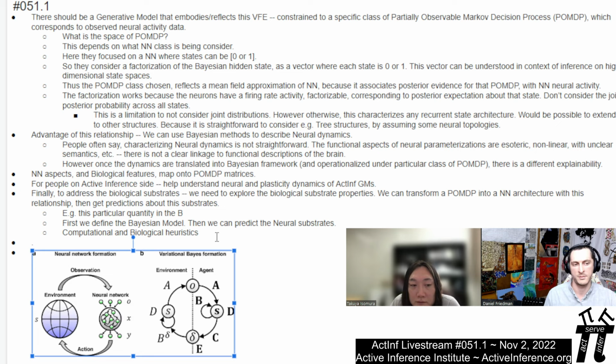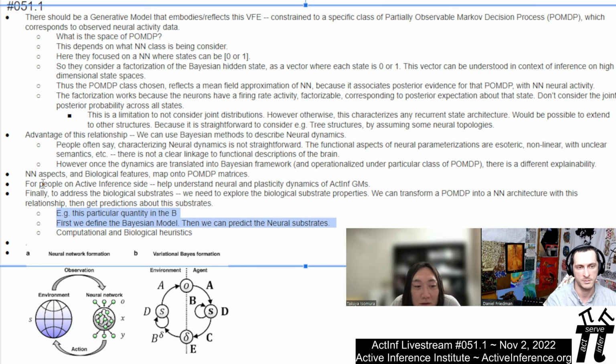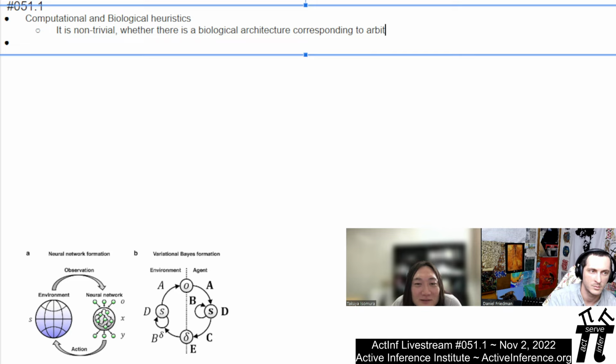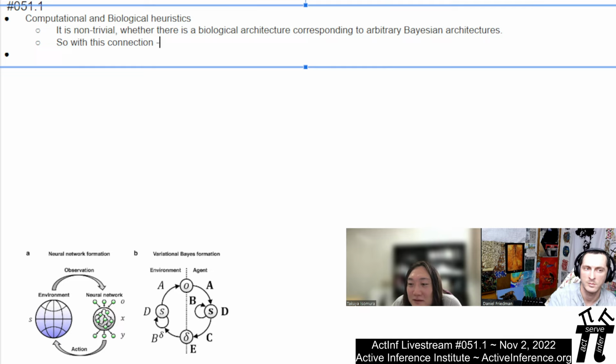Yeah. So you now address an important point. Honestly, it is very non-trivial whether there is a corresponding biological architecture for any given Bayesian architecture. I believe it is impossible to design a biological architecture to respond to an arbitrary Bayesian architecture. So only a limited aspect of a Bayesian model can be implemented in a biologically plausible manner. And that point is crucial as a characterization of the biological network, the biological brain, right?